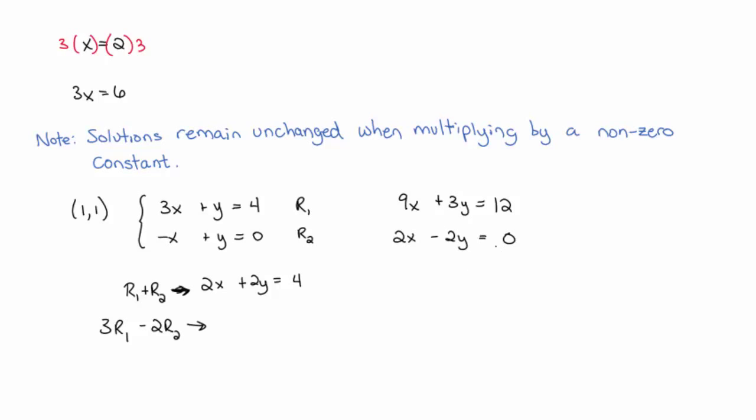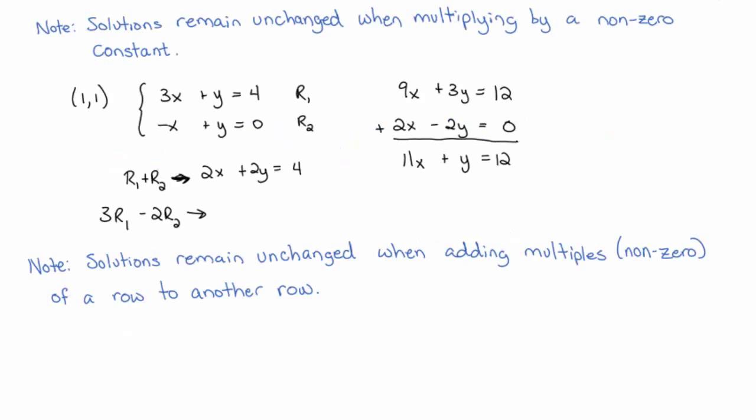And if you were to add those 2 equations up, you would get 11x plus y is equal to 12. And again, when x is 1 and y is 1, it still holds. So the punchline here is that any multiple sum, or a sum of multiples of rows, would still retain the same solution. Let me write that down.